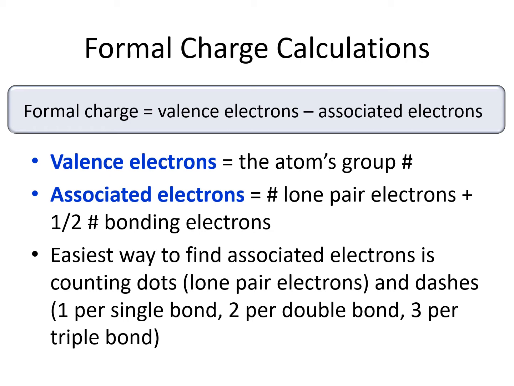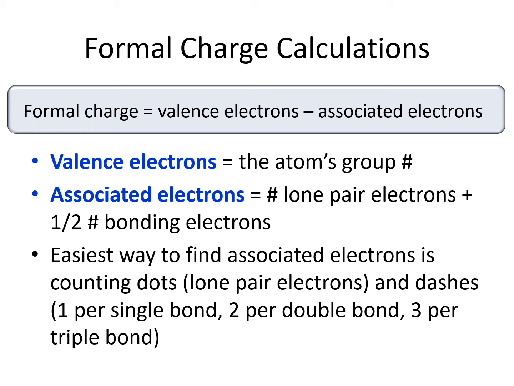The atom gets all of its lone pair electrons because they are just on that atom alone. The atom also gets half of the electrons from the bond. If it's a single bond, it would give each of the two atoms 1 electron. If it's a double bond, it would give each of the atoms 2 electrons. If it's a triple bond, it would give each of the atoms 3 electrons. Basically, for each line in the bond, each atom gets 1 electron.